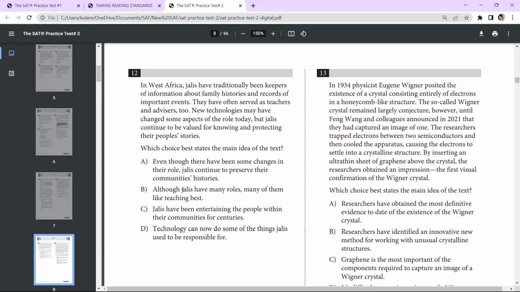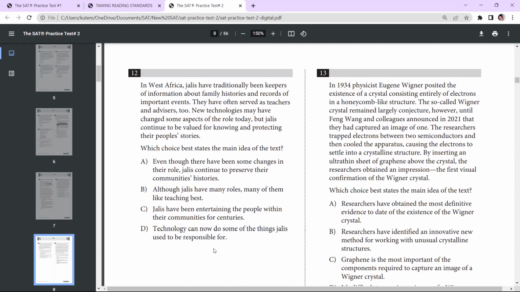A says, even though there have been some changes in their role, Jalis continue to preserve their community's histories. This has accurate information. Let's look at the others. B says, although Jalis have many roles, many of them like teaching best. No. There's a part about teaching, but this is very wrong. There's no part that says that they like teaching. C says, Jalis have been entertaining the people within their communities for centuries. I don't see anything about entertainment there.